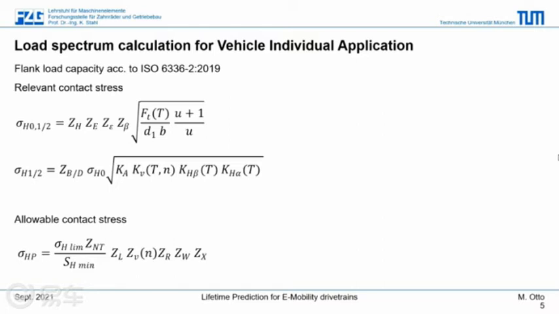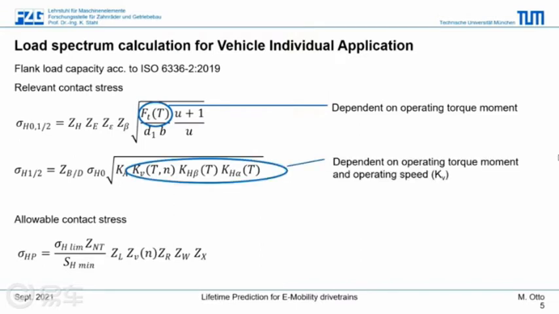I don't want to explain all these factors in detail because these can be looked up in the standard very well. But I'd like to come to the use of these equations, and at first we need to focus on the values that may be dependent on operating conditions. So we find here transverse contact force, which definitely is dependent on the operating torque. We find these overload factors, which as well are dependent on the operating torque and on the operating speed in the case of KV.